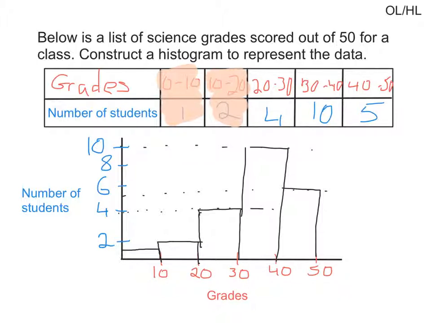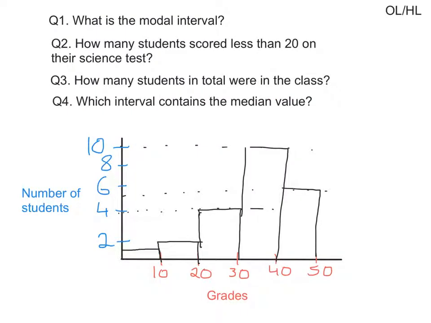Let's consider some questions we could be asked about this histogram. The first question we're going to look at is, what is the modal interval? The modal interval is the interval that has the highest frequency. In this case, we can clearly see that the interval 30 to 40 has the highest frequency. So our interval is 30 to 40.